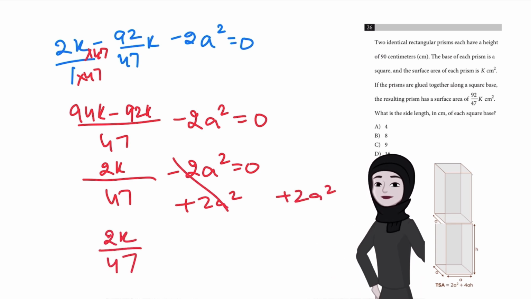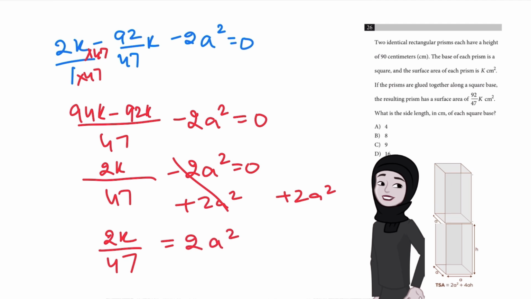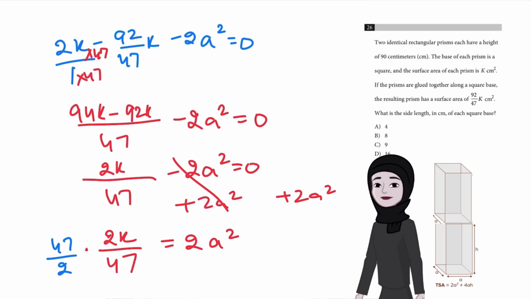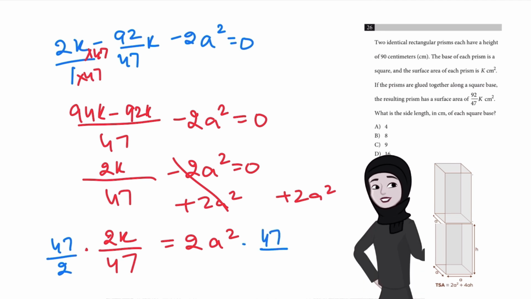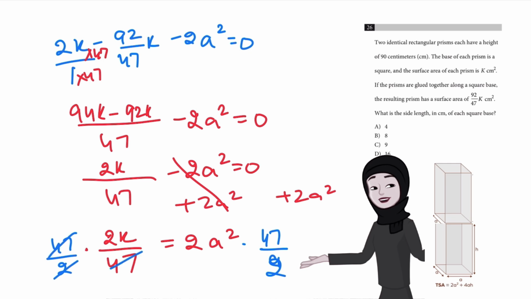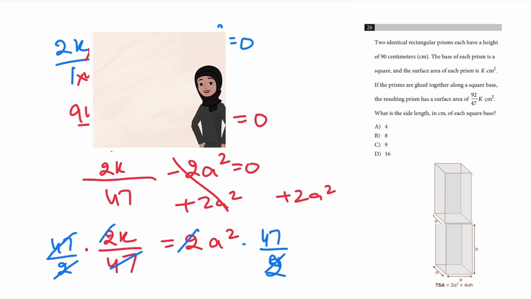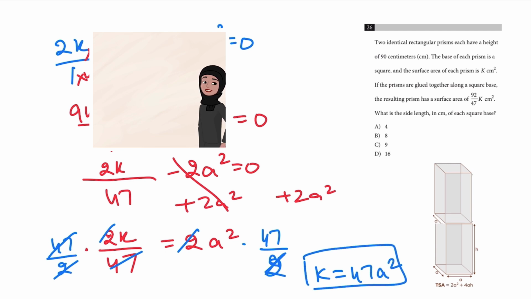So I'll have 2k by 47 is equal to 2a squared. After that I will multiply by the reciprocal of 2 by 47, which is nothing but 47 by 2. That way I will be only left with k on the left hand side of the equation, and on the right hand side I will get k is equal to 47a squared, because here also the 2's got cancelled on the right hand side. So now I have k is equal to 47a squared. So this part is done.